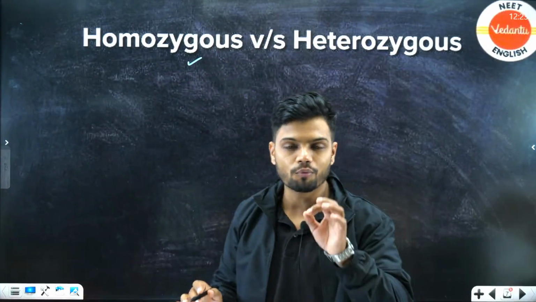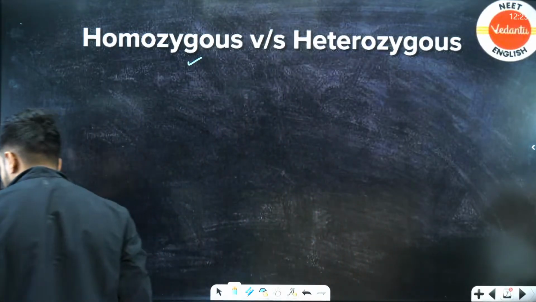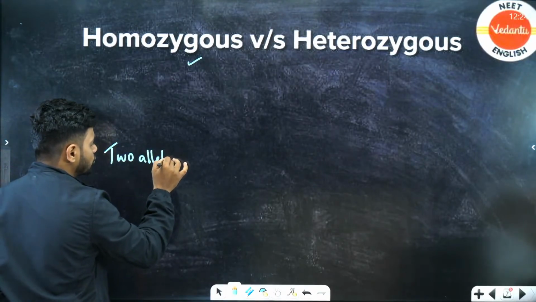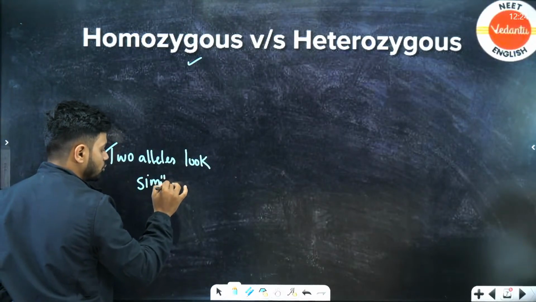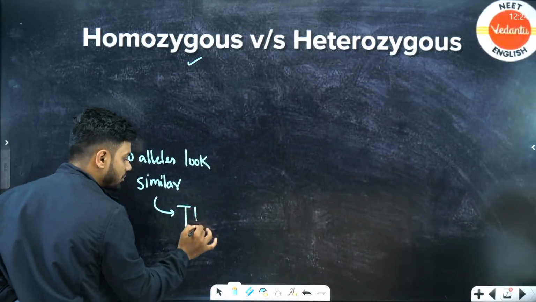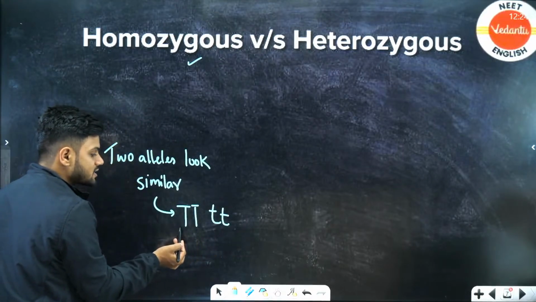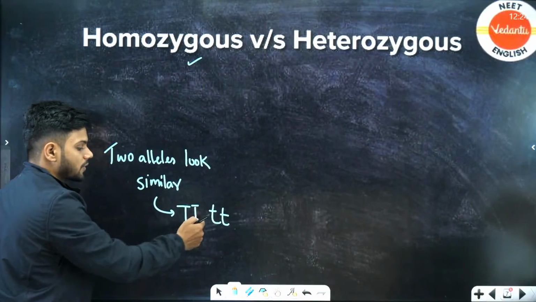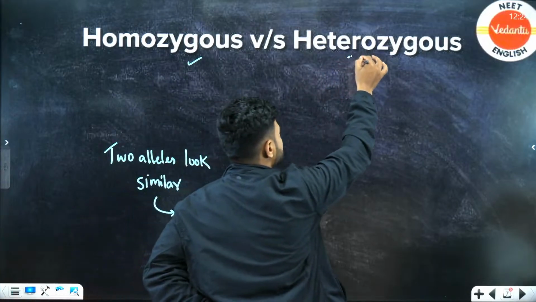In the case of homozygous conditions, the two alleles look similar. For example, students, capital T, capital T, or small t, small t. This is called homozygous dominant. This is called homozygous recessive.